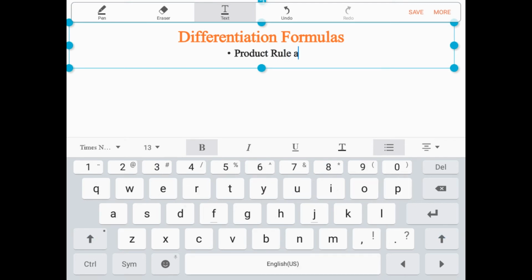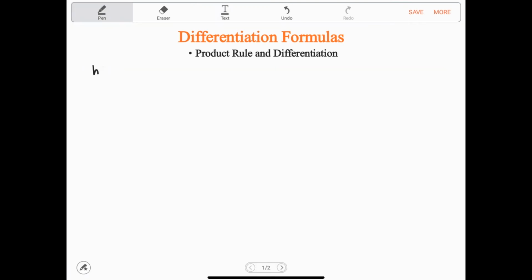Next differentiation formula is the product rule in differentiation. If h of x is equal to f of x times g of x, therefore h prime of x is equal to f of x times g prime of x plus g of x times f prime of x. Let's work on some illustrations.